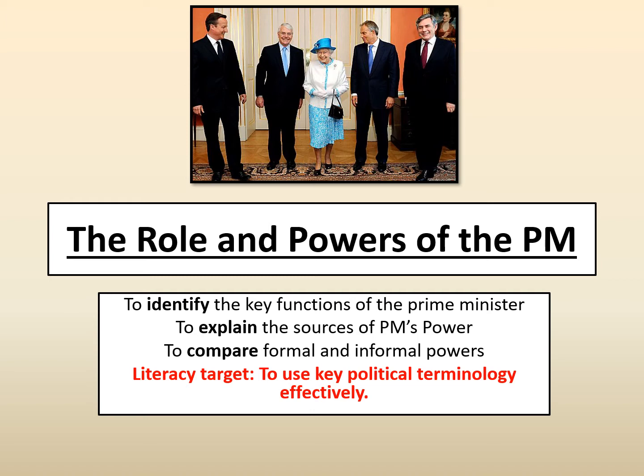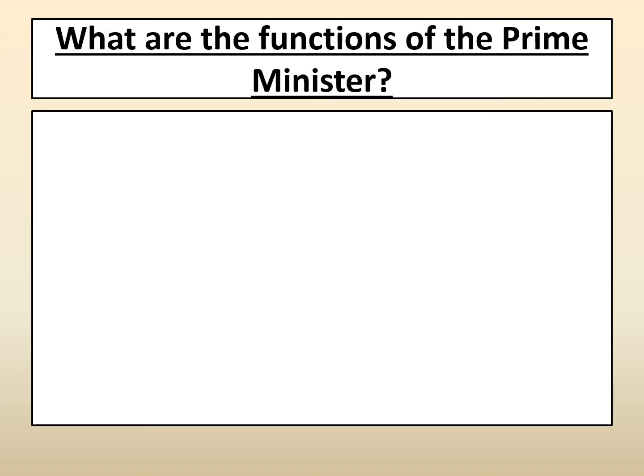So firstly we need to identify the key functions of the Prime Minister, which we have already done, so that will be a bit of a recap. Then we're going to look at the sources of the Prime Minister's power and look at their formal powers and informal powers. So our literacy target is to use key political terminology effectively and to be precise with the language that we're using. So what are the main functions of the Prime Minister?